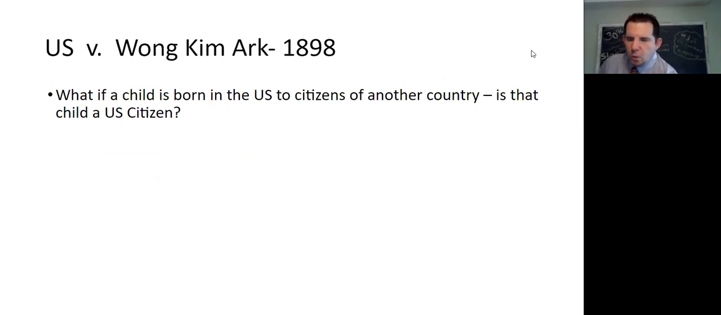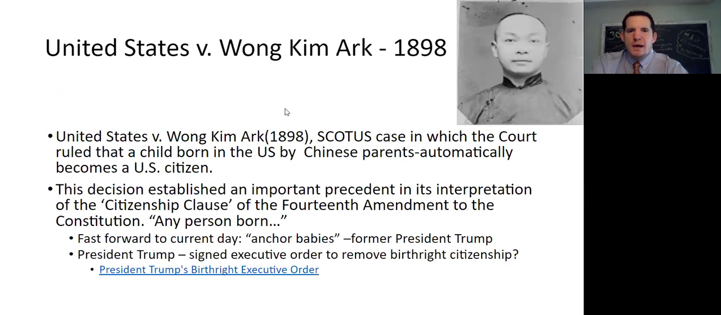Well, Mr. Gonzalez, what happens if you have two people in the country that are not documented or illegal, however, whatever term you're using in your home, but they have a child in the United States? Is that child an American citizen? Well, because of Wong Kim Ark in 1898, we have the answer to that.